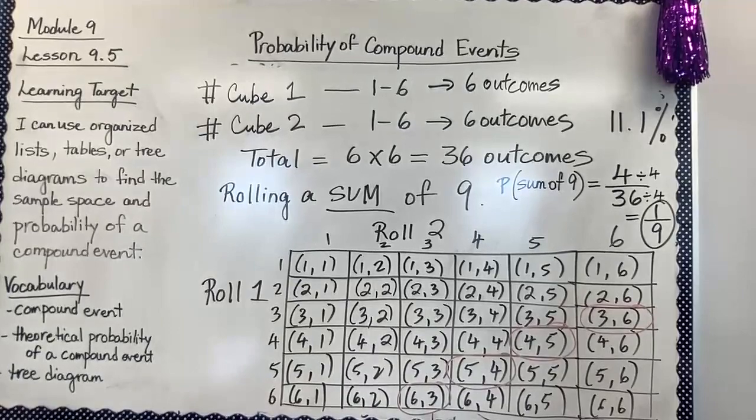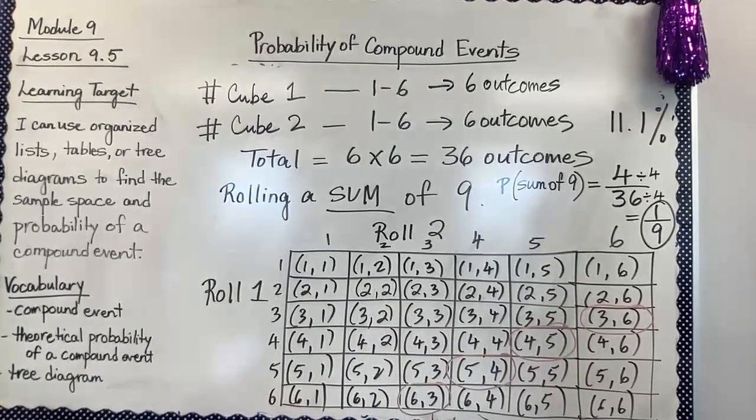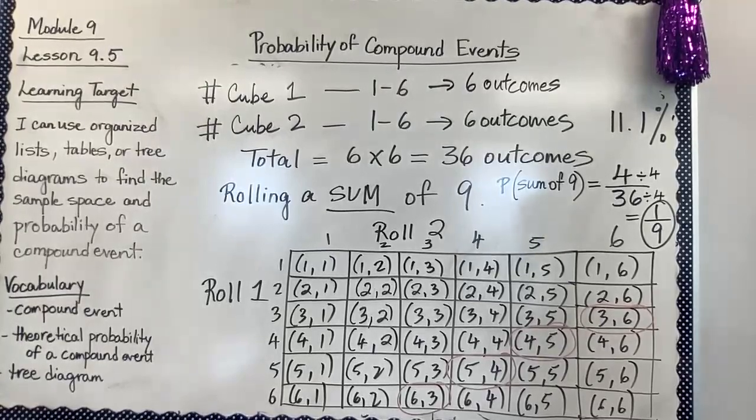We can do one more question, and this is going to be my last question. 2 coins are tossed and a number cube labeled 1 through 6 is rolled. Okay, so now we have 3 things going on. What is the probability of tossing heads at least once and rolling an even number?